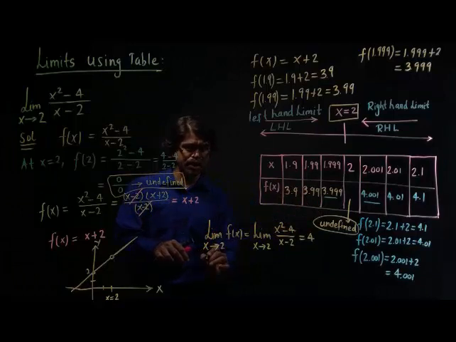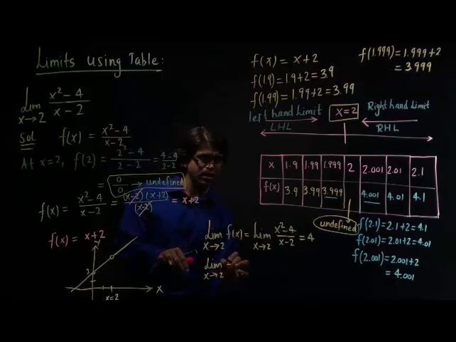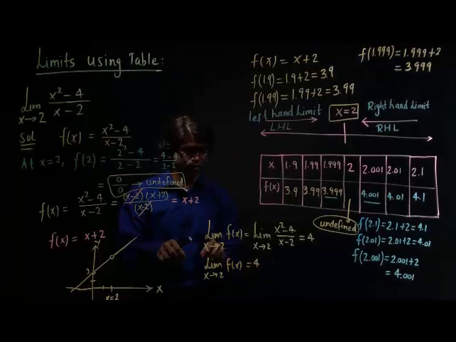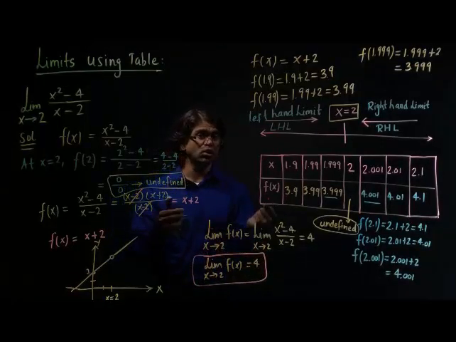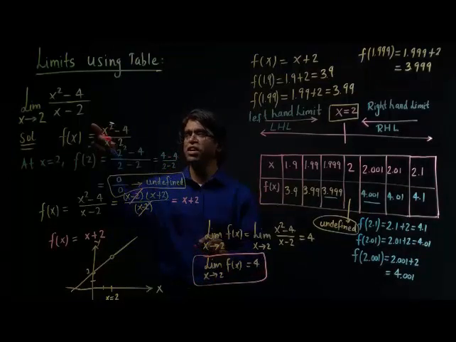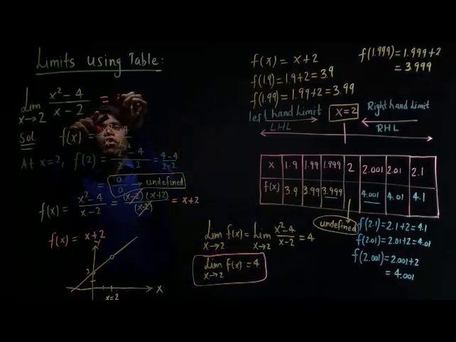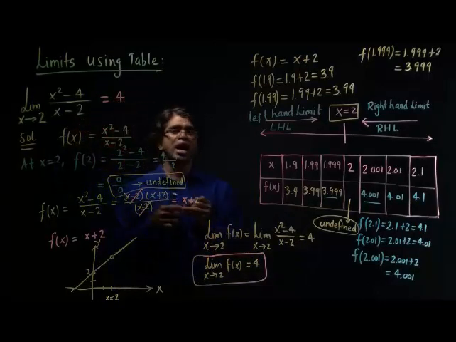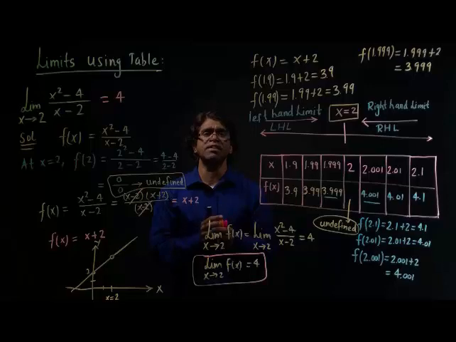So my limit is basically, limit x tends to 2 for the function is 4, right? The limit from both sides is 4, getting close to 4. So the limit of this function is equal to 4, and we can write 4 over here, right? And this is how we'll find the limit of any given function using a table.